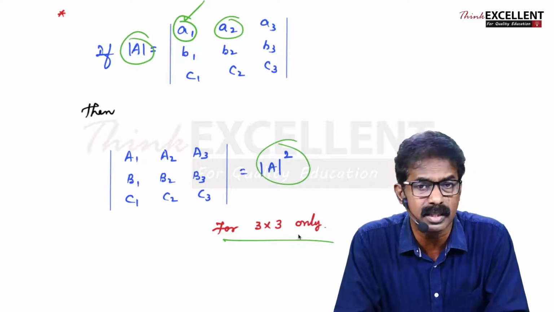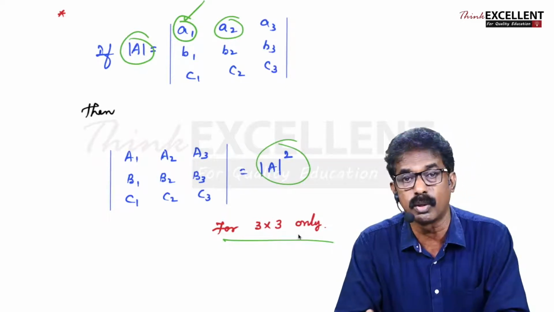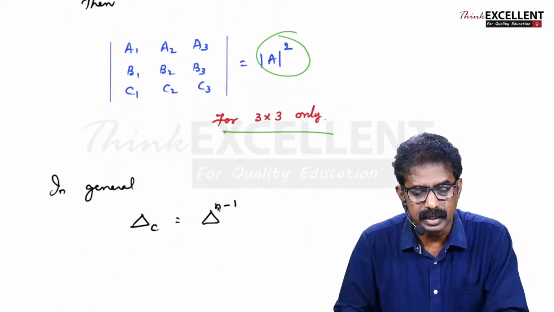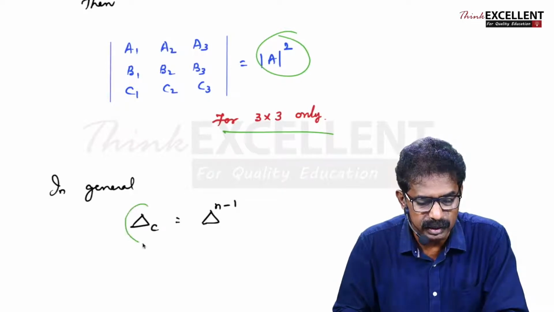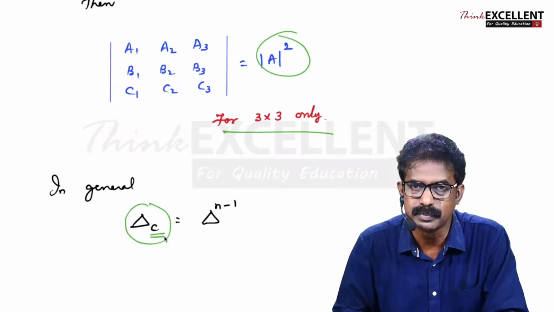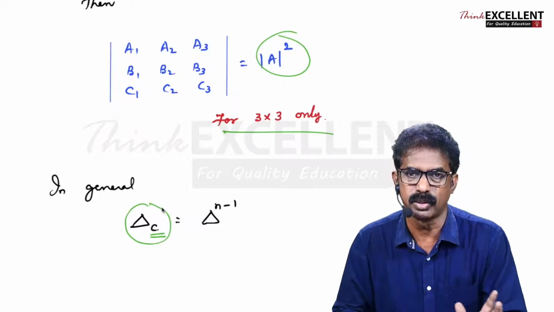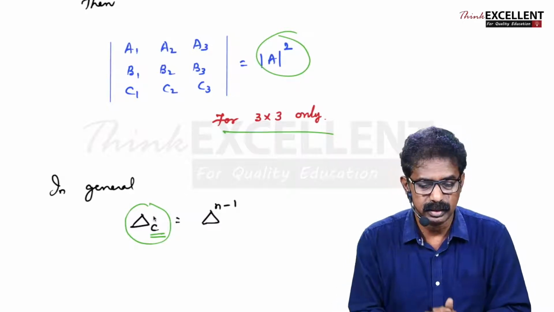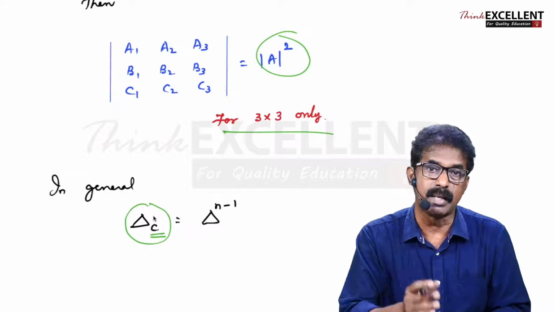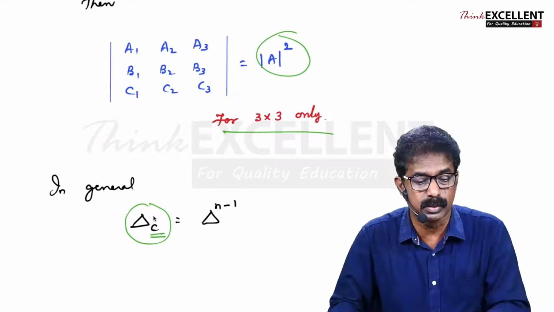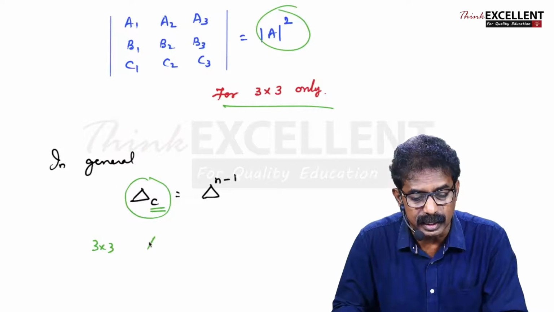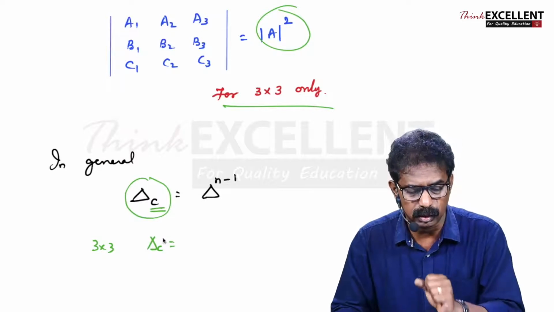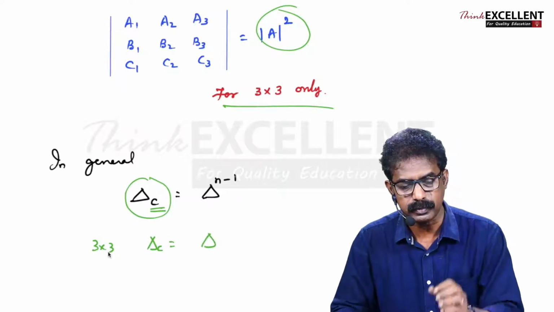But what about the other order determinants, 2 by 2 or 4 by 4? So I'll give the general result. Delta C equals delta to the power n minus 1. What's the meaning of this? Delta C is the determinant replaced by the corresponding cofactors. Delta is the given determinant, the value is something like 25. Then when you replace the elements by the corresponding cofactors, your answer is delta raised to n minus 1, the determinant value raised to n minus 1.